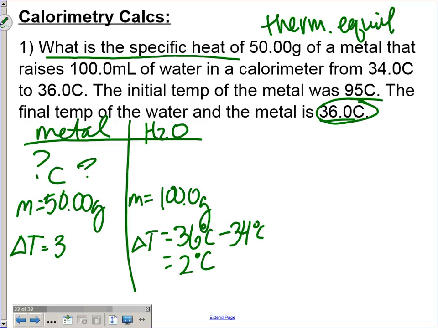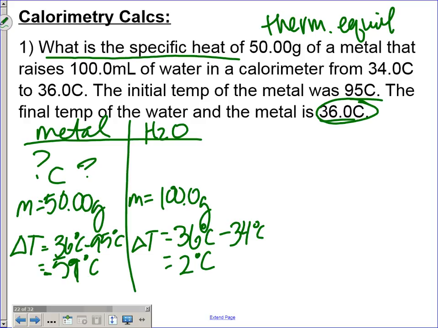So 36 degrees Celsius minus 95, yeah. And so what is that? Negative 59 degrees Celsius, okay? So what are we missing here? What variable are we missing? Not the question, obviously, but what variable are we missing that we need? Actually, you're right, we're missing Q, but we can calculate Q if we really want to. What else are we missing?